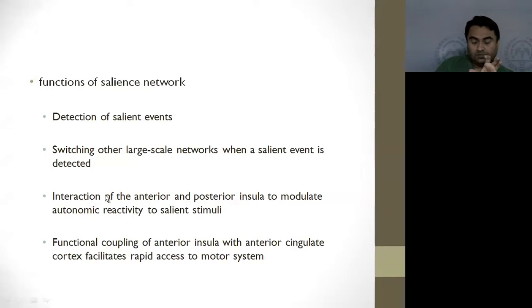Among the two that I showed, there is the interaction of the anterior and posterior insula to modulate autonomic reactivity to salient stimuli, and also the functional coupling between the anterior insula and the anterior cingulate cortex facilitates rapid access to the motor system.